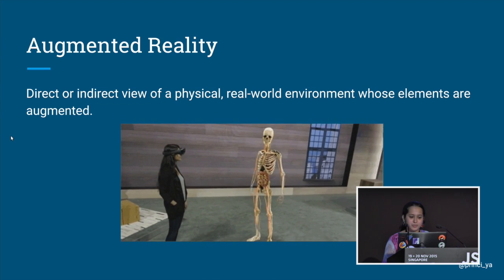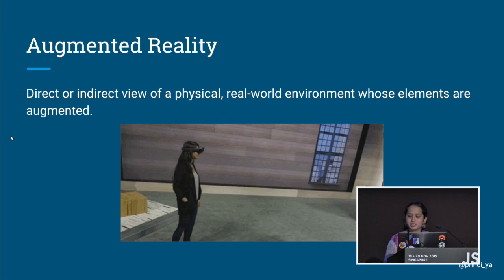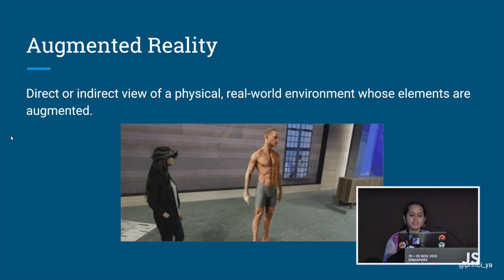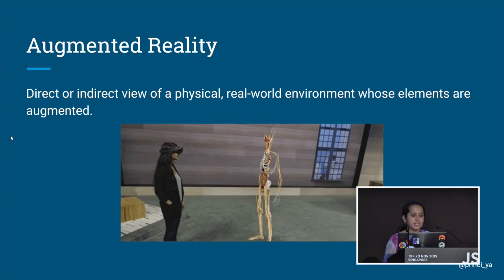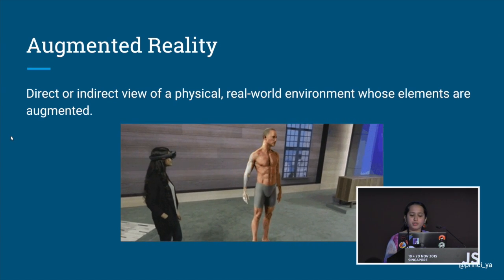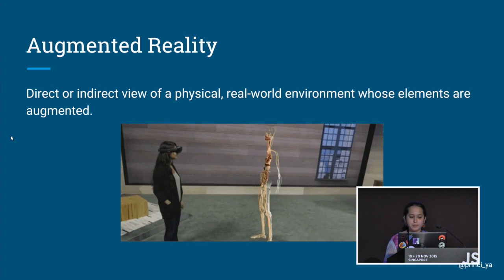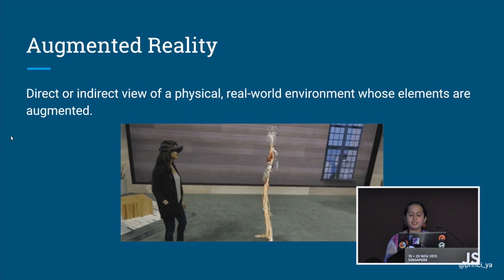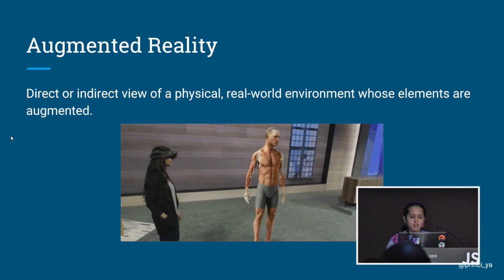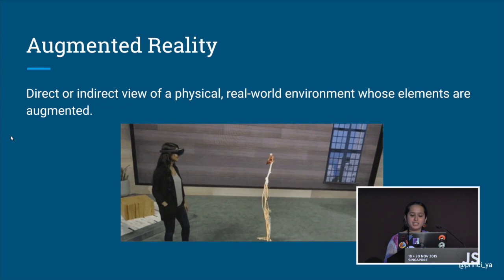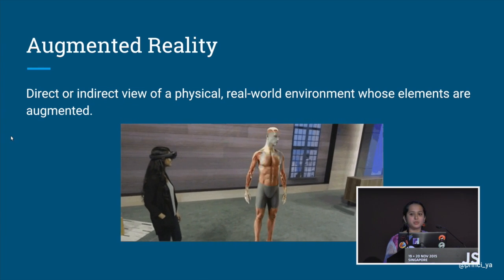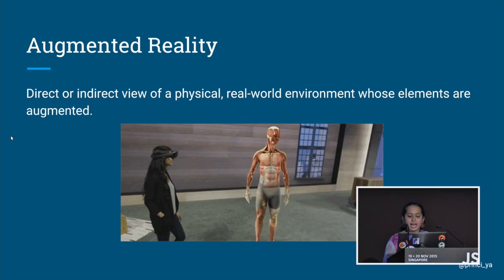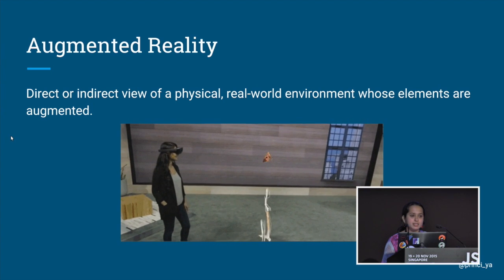Augmented reality: direct or indirect view of a physical, real-world environment whose elements are augmented by computer-generated sensory inputs such as sound, video, graphics, etc. Here, a view of reality is modified by a computer. As a result, the technology functions by enhancing one's current perception of reality. By contrast, virtual reality replaces the real world with a simulated one. Augmentation is conventionally in real time and in semantic context with environmental elements.